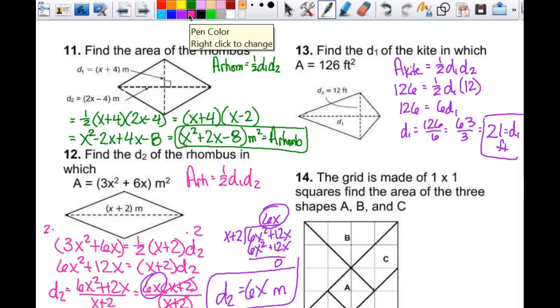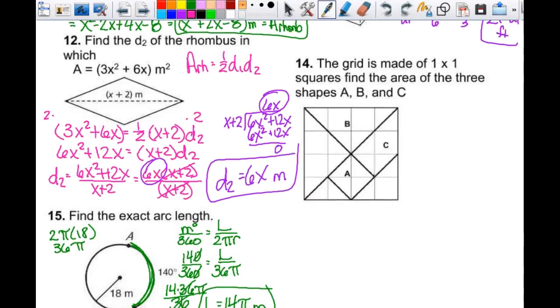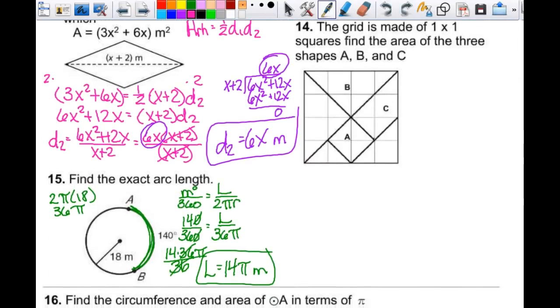All right, so the grid is made up of 1 by 1 squares. I'm going to find the area of the 3 shapes A, B, and C. So the grid, these are 1 by 1 squares, so each one of these is 1 unit, way down here. So the side length of the square is not 1 unit. It's 1 diagonal, but it's not 1 unit. And if these are squares, if this is 1, this is 1, so this is 1 square root of 2, or just square root of 2. And they're all just 1 diagonal.